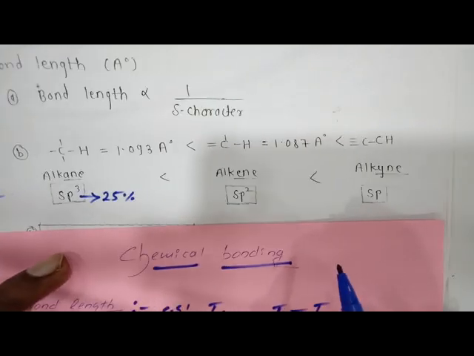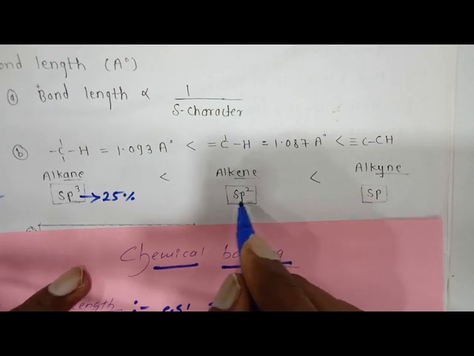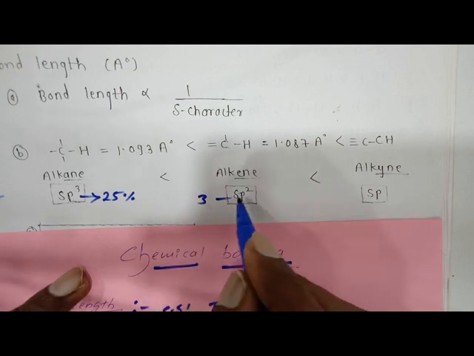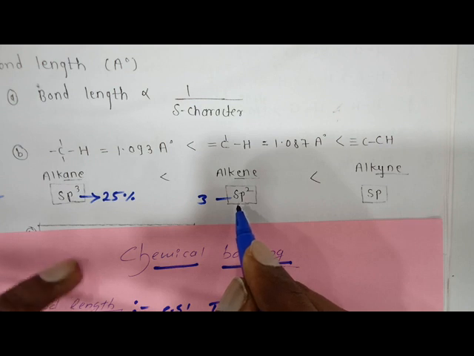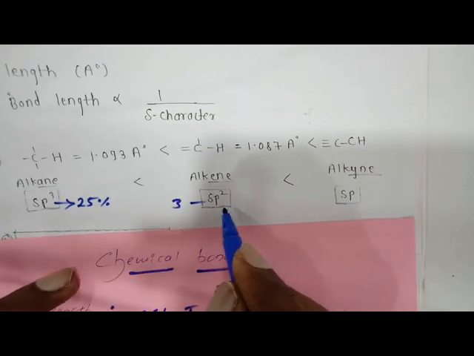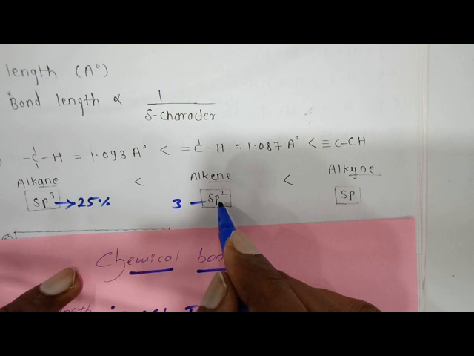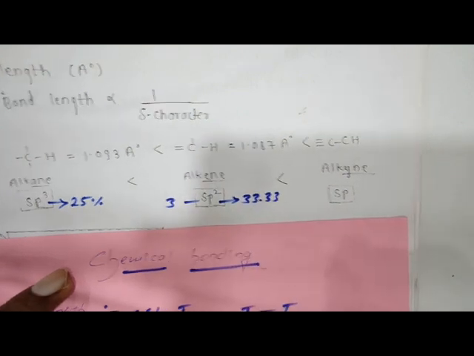Now move to alkene. In this case it is sp2 hybridization, so there are only 3 orbitals. Simply divide 100 by 3 orbitals, and each gets 33.33 percent. That means S gets 33.33, P gets 33.33, another P gets 33.33. So the S character in this case is 33.33.